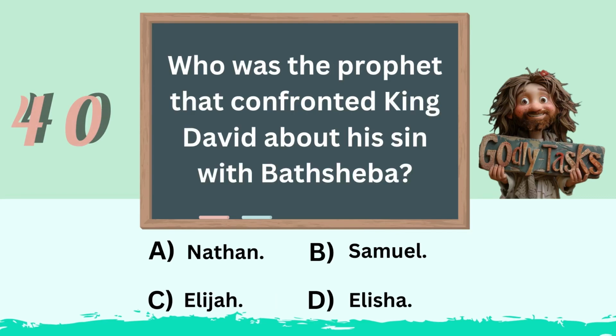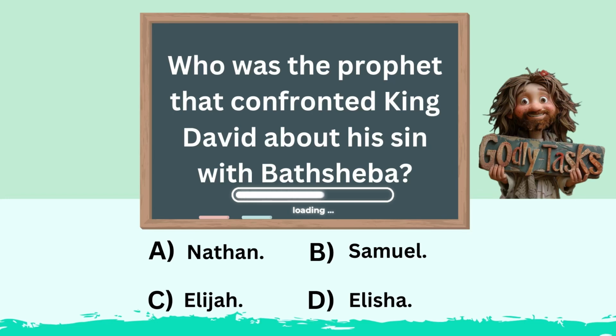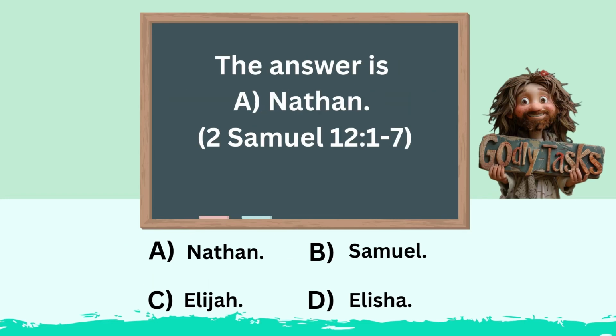Question 40. Who was the prophet that confronted King David about his sin with Bathsheba? A. Nathan. B. Samuel. C. Elijah. D. Elisha. The answer is A. Nathan, 2 Samuel 12:1-7.